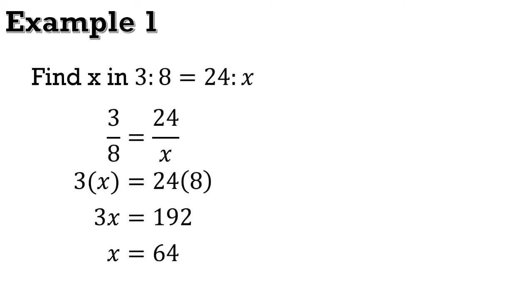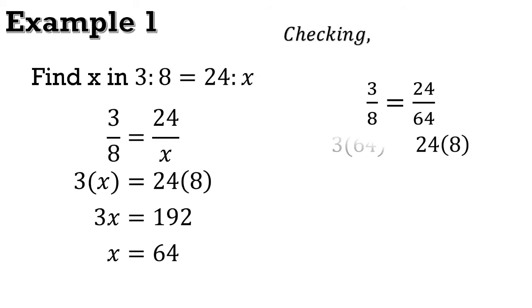Now to check, let us now substitute the value of x in the equation. So we will have 3 over 8 equals 24 over 64. Now para malaman natin kung tama yung ating sagot, we will apply cross multiplication. So we will multiply 3 times 64 and then 24 times 8. Simplifying both sides of the equation, 3 times 64, that is 192, and then 24 times 8, that is also 192. So they are equal. So that means x equals 64 is correct.